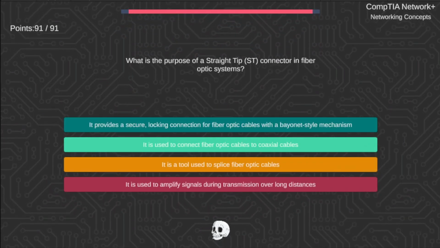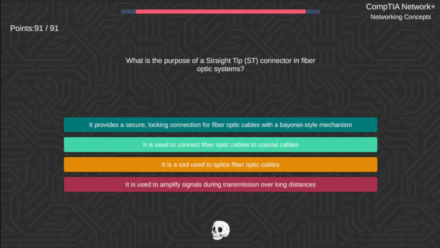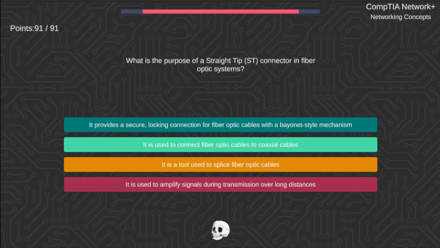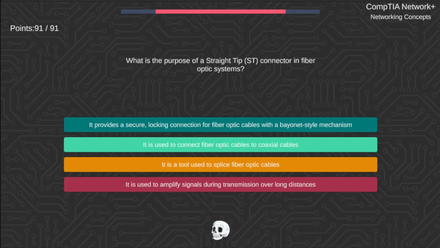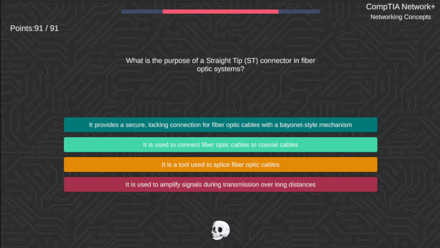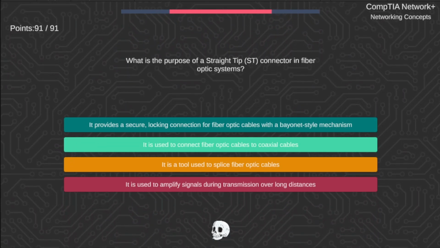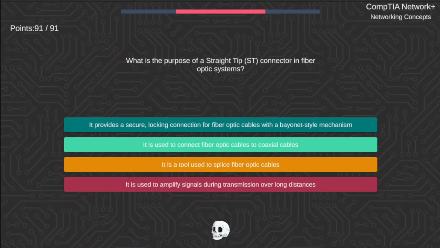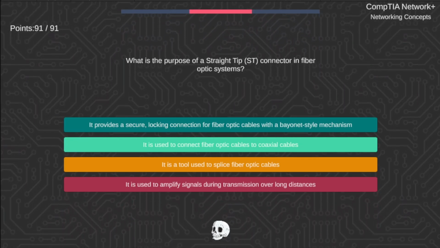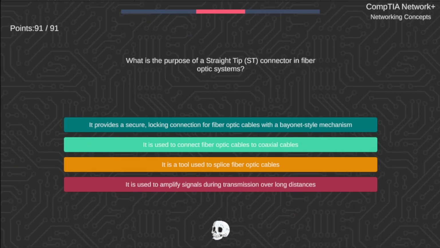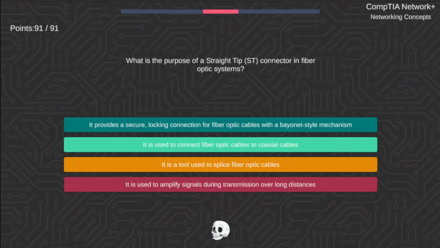What is the purpose of a straight tip connector in fiber optic systems? It provides a secure locking connection for fiber optic cables with a bayonet-style mechanism. It is used to connect fiber optic cables to coaxial cables. It is a tool used to splice fiber optic cables, or it is used to amplify signals during transmission over long distances. The purpose of a straight tip connector in fiber optic systems.